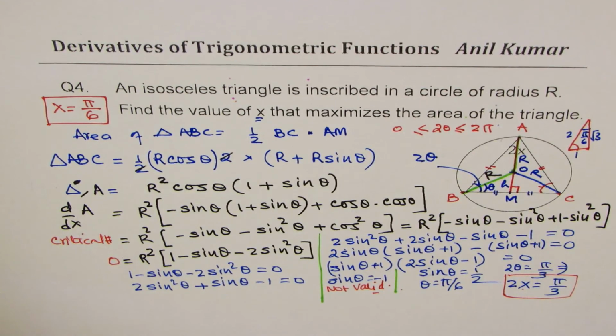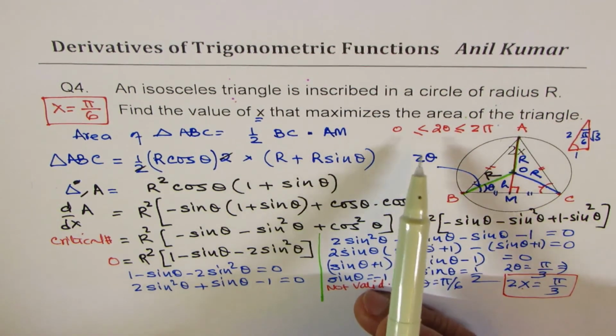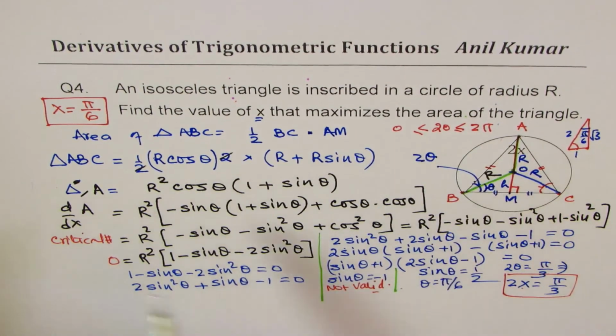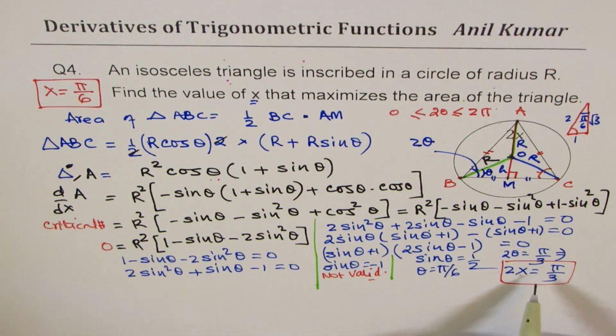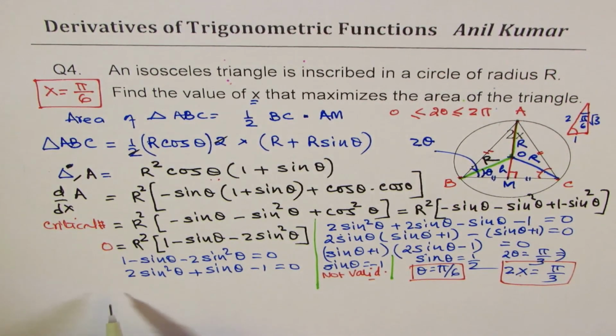Now, we did find that the critical number gives us this value. How do we know that this value is indeed the maximum value? We can always find that out by using the extreme values 0 and 2 pi, correct? So to show that this is indeed maximum, theta is pi by 6, okay? Theta is pi by 6. So that is a critical number.